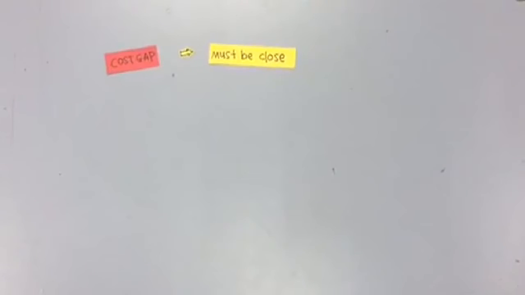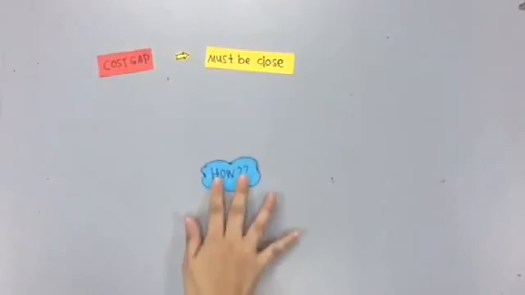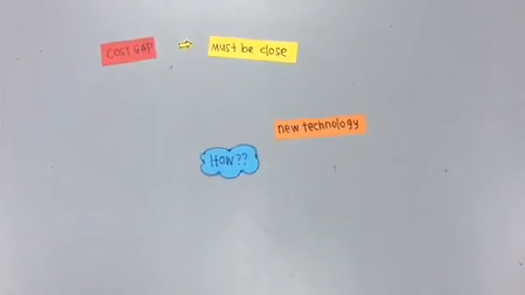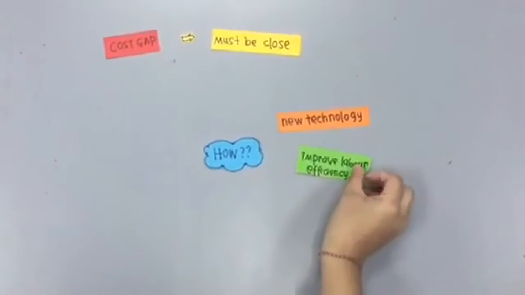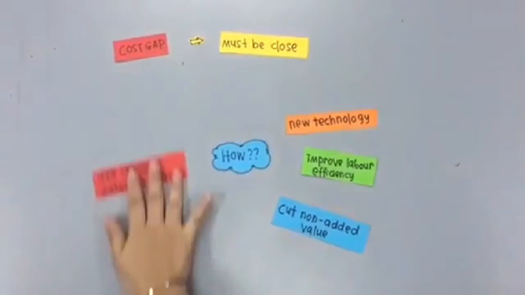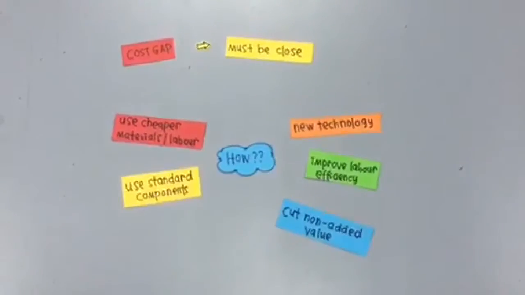There are several ways to close the gap, but it also depends on the scenario. Examples of ways to close the gap are by using new technology, improving labor efficiency, cutting non-value-added activities, using cheaper materials and labor, using standard components, and reducing the number of components.